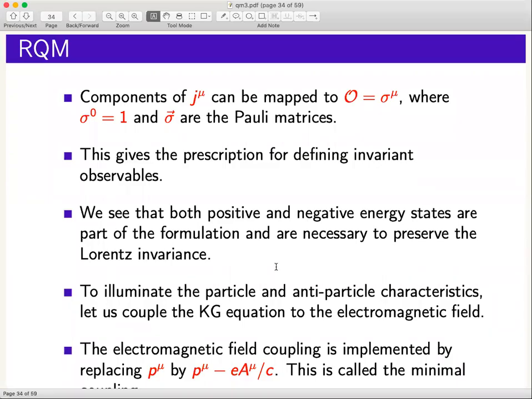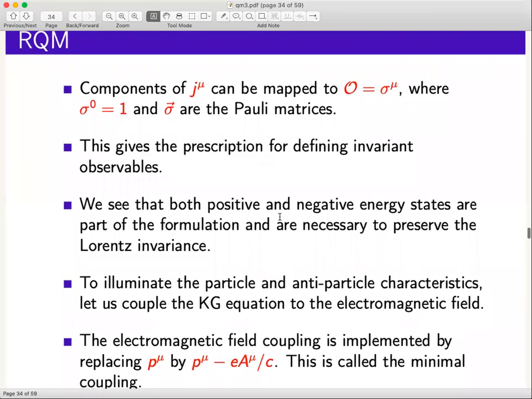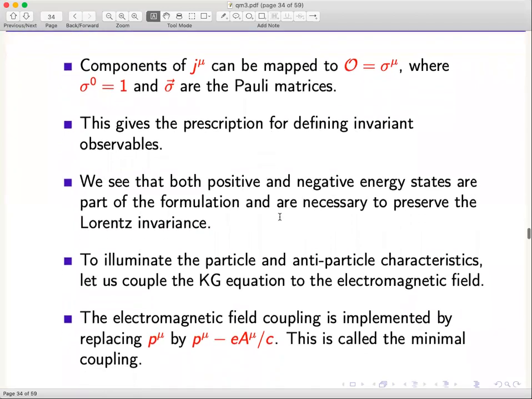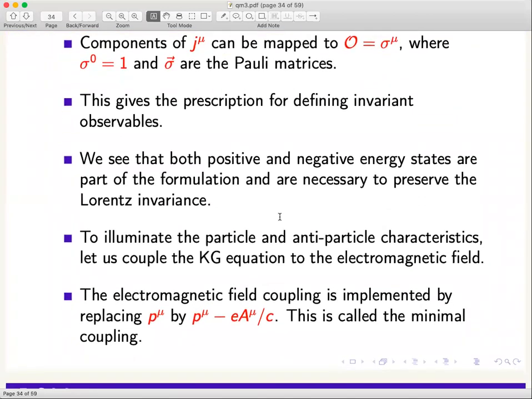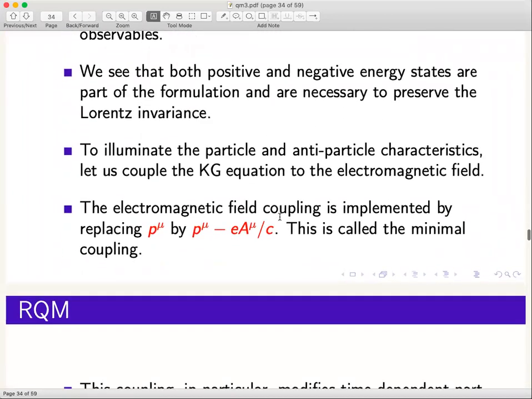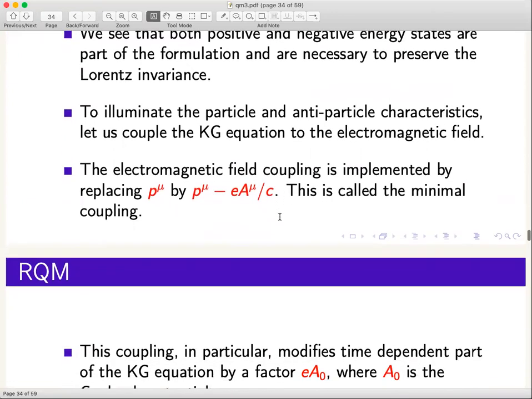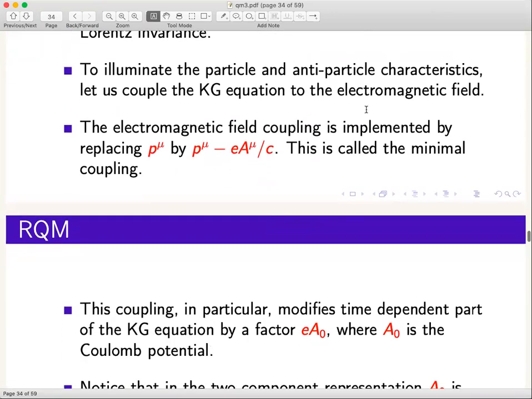Okay, so let's start. We are looking at the Klein-Gordon equation. In the last lecture, and we'll continue looking at that equation. What we saw last time was that there are positive and negative energy solutions, and we give them interpretation as particles and antiparticles. Positive energy solutions are like particles and negative energy solutions are like antiparticles.